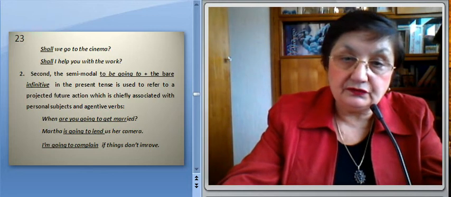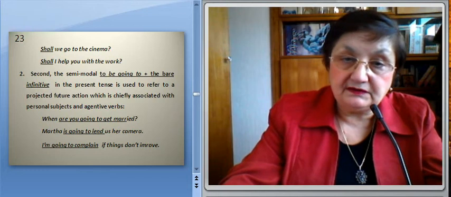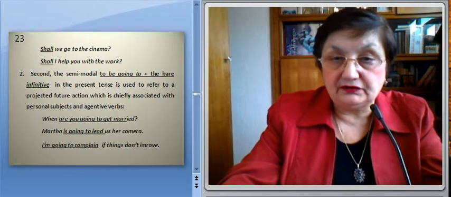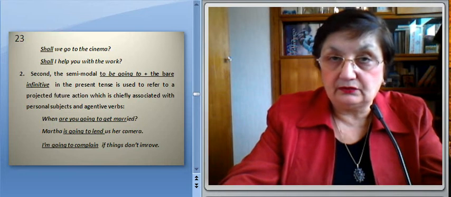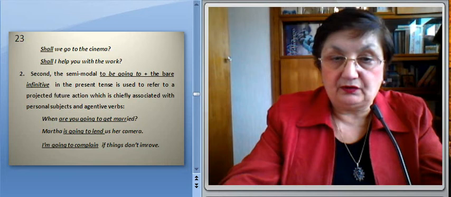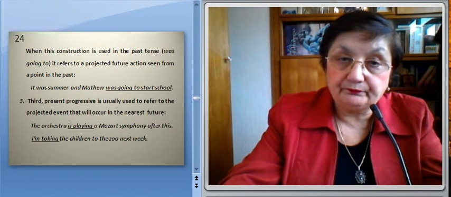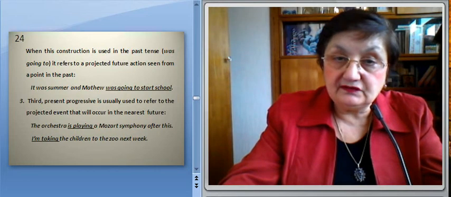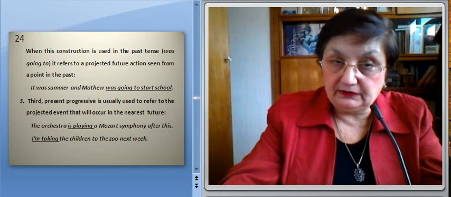Or "Martha is going to lend us her camera," or "I'm going to complain if things don't improve." When this construction is used in the past tense, "was going to," it refers to a projected future action seen from a point in the past. For instance, it was summer and Matthew was going to start school.